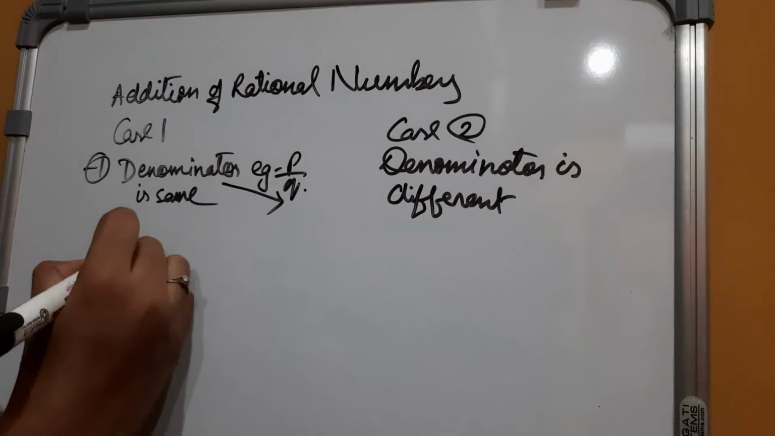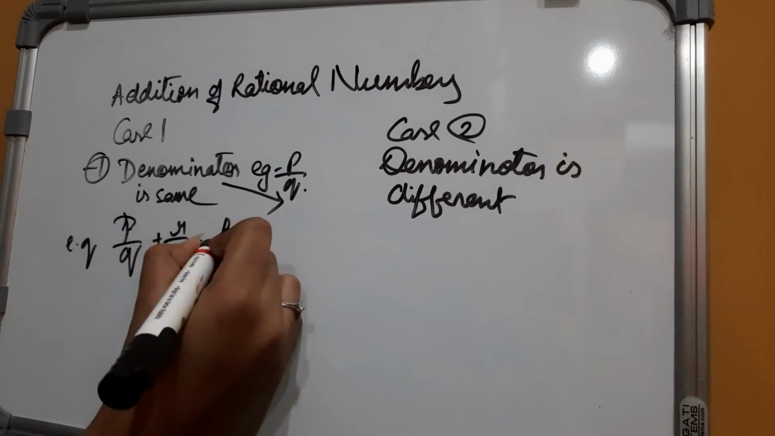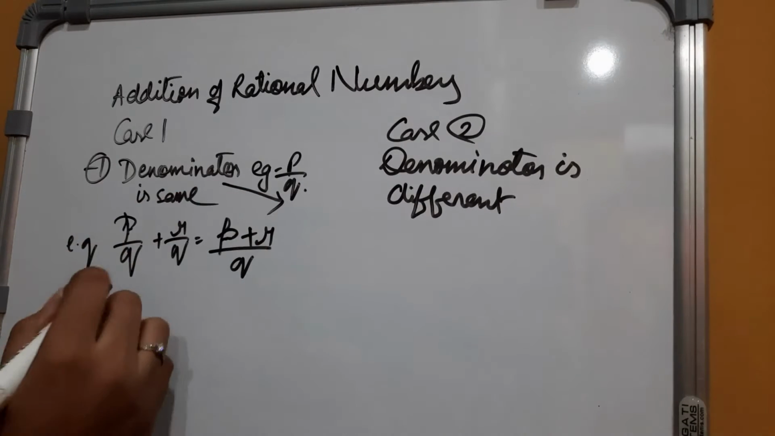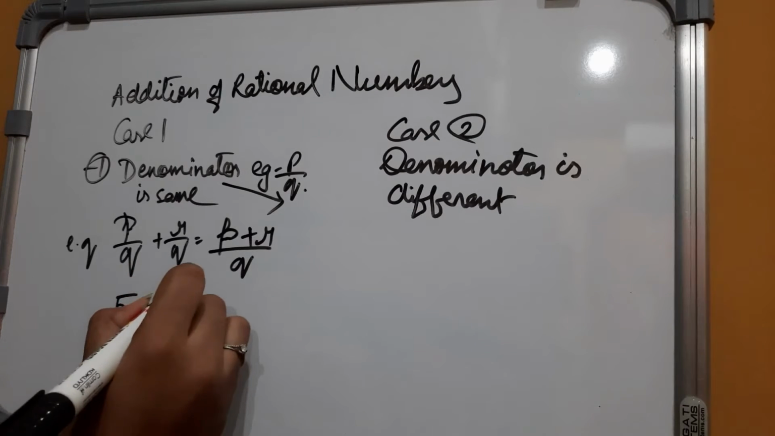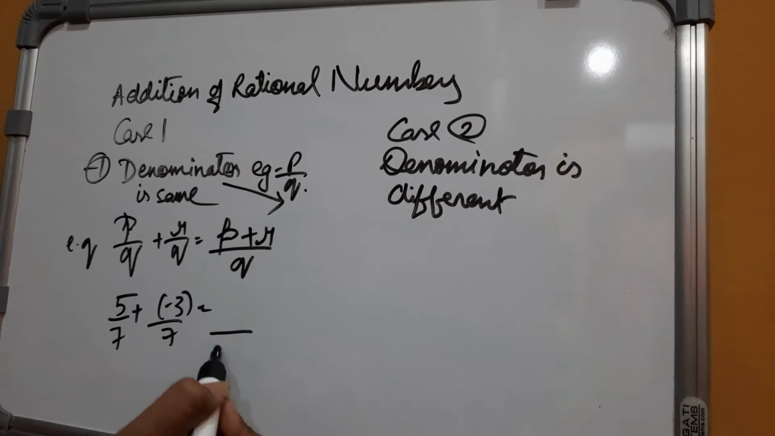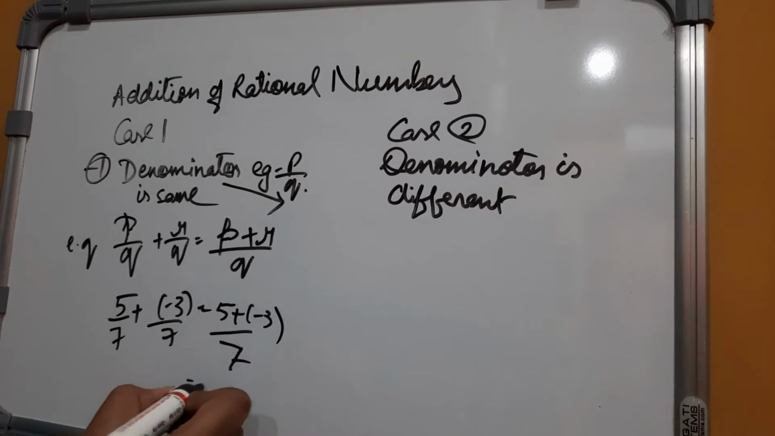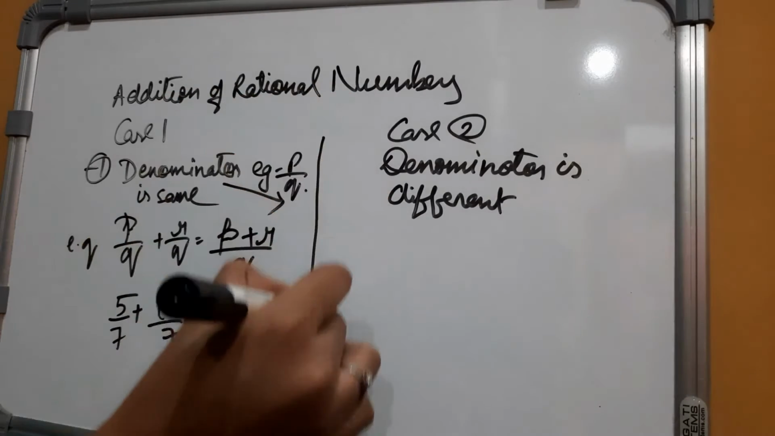For example, p by q plus r by q will give you p plus r by q as denominator is same. For example, let me take 5 by 7 plus minus 3 by 7. So the denominator being same, it will be 5 plus minus 3 which will be 2 by 7. So this is the first case.